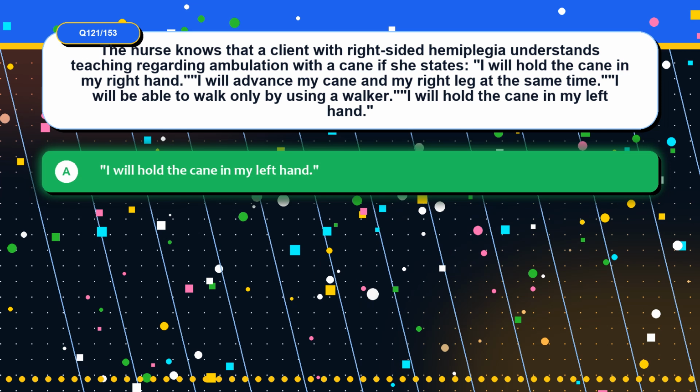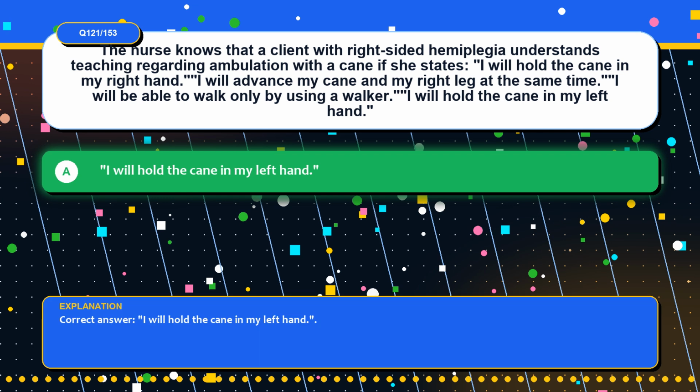The correct answer is option A. I will hold the cane in my left hand.